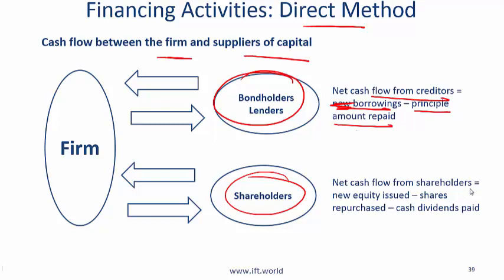The net cash flow from shareholders is equal to new equity issued. So this is how much money the company is getting from shareholders minus shares repurchased. This is minus because this is the money given back to shareholders, minus cash dividends paid. So cash dividends paid are the cash dividends paid by the firm to the shareholders.